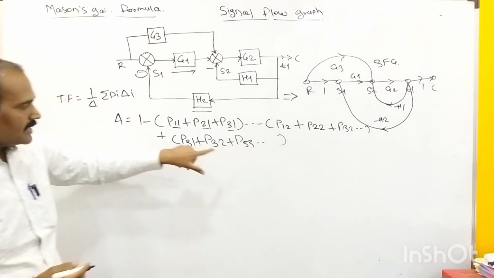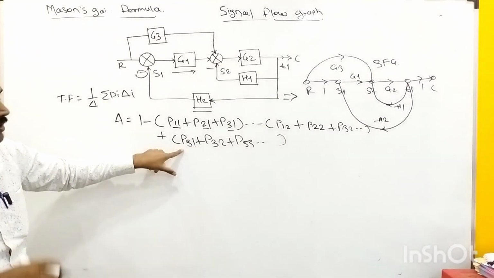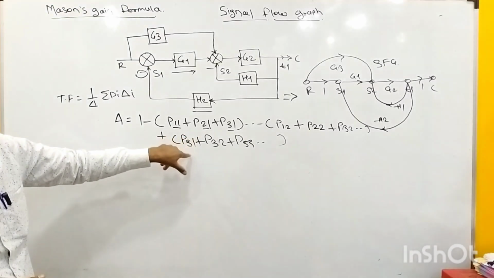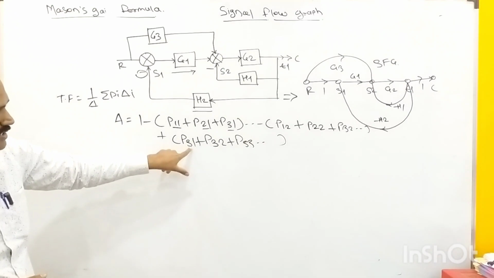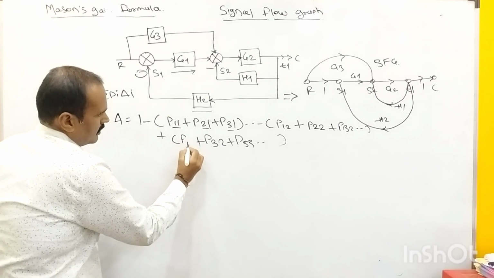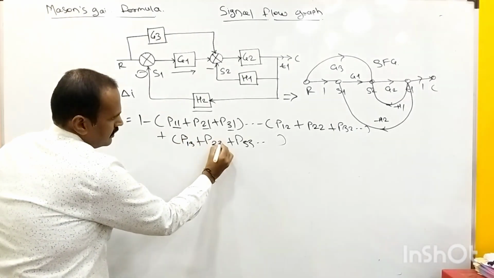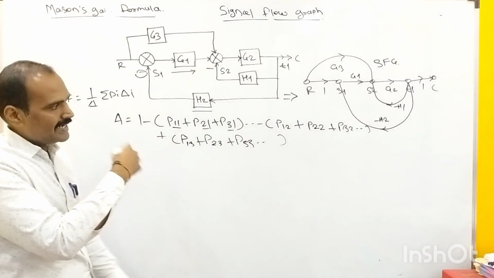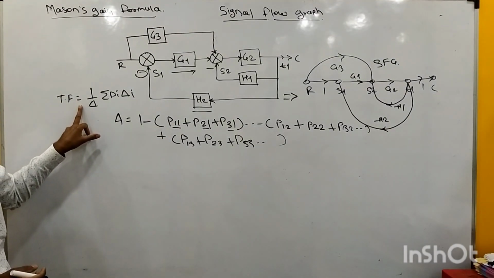two non-touching loop. As far as the third parenthesis is concerned, which will occur very rarely in this Mason's gain formula terminology, again this term stands for, it is the gain product of three non-touching loop, right? So P31 stands for, it is the first three non-touching loop. It will become, sorry, P13, first three non-touching loop. It will become second three non-touching loop, and it will become third three non-touching loop. So one by one we need to determine all these parentheses to determine its overall transfer function, right?